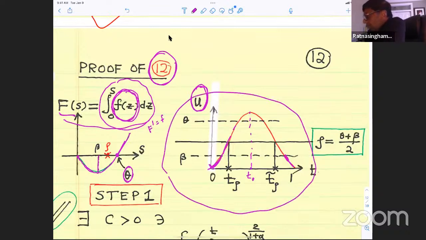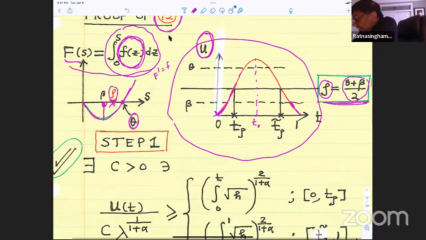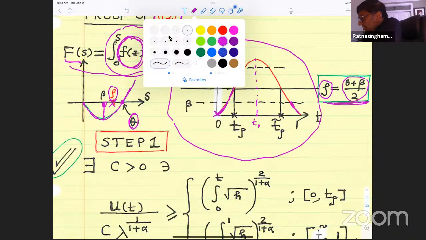I will not talk about that because of time constraint. So I take a rho value between these two numbers, beta and theta. So that's a rho value where small f is positive, capital F is still negative. Okay? So basically I take it as rho equal to theta plus beta by 2. So again, in today's lecture, I won't be concentrating on that.